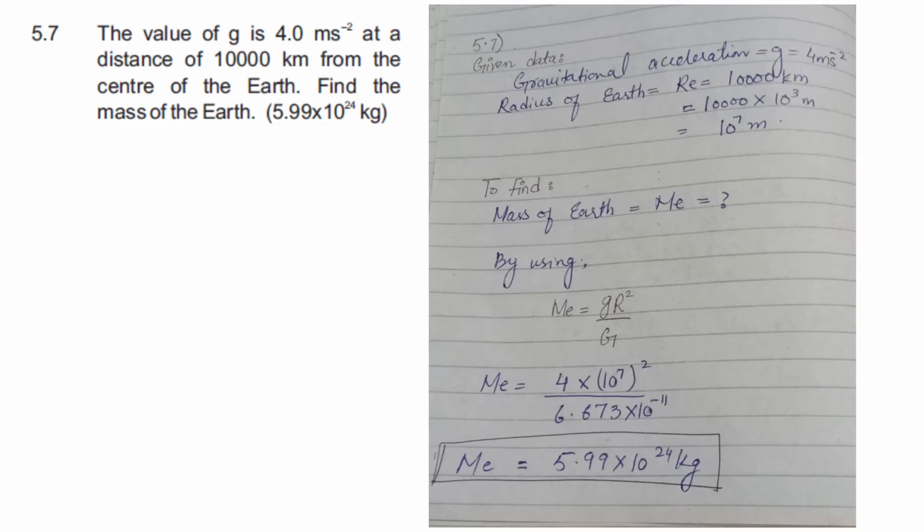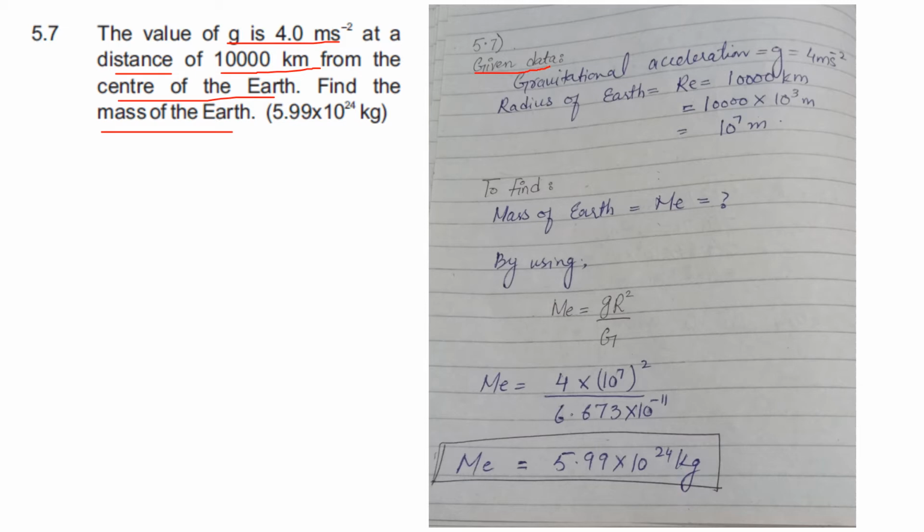So problem 5.7. The value of g is 4 meter per second square at a distance of 10,000 kilometer from the center of the earth. Find the mass of the earth. So in this problem we have to find out the mass of the earth. The value of g is given to us, and the distance is 10,000 kilometer. So first of all we have to write the data.